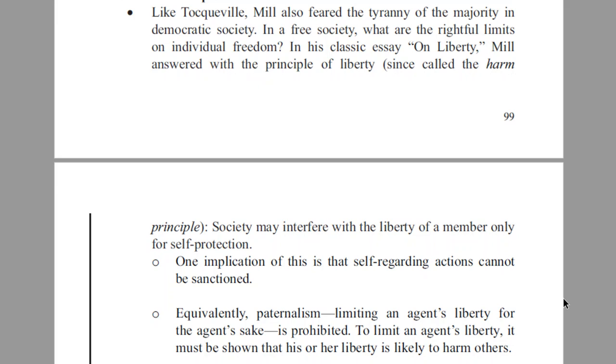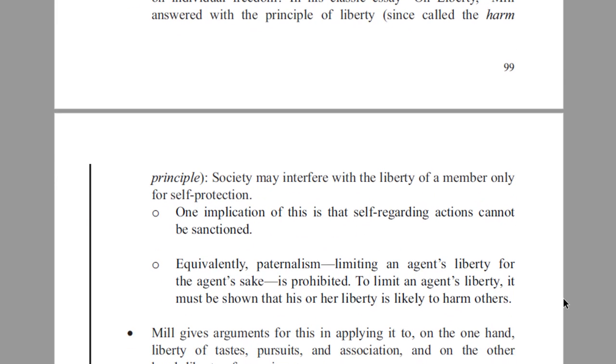Society may interfere with the liberty of a member only for self-protection. One implication of this is that self-regarding actions cannot be sanctioned. Equivalently, paternalism, limiting an agent's liberty for the agent's own sake, is prohibited. To limit an agent's liberty, it must be shown that his or her liberty is likely to harm others.